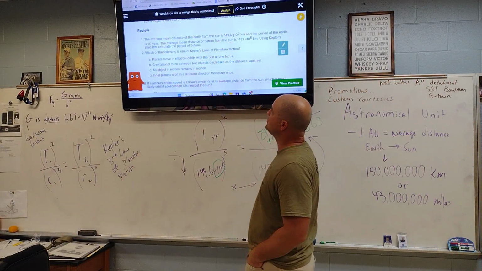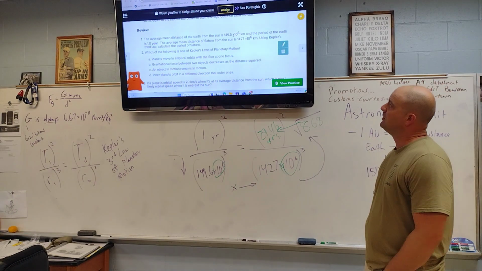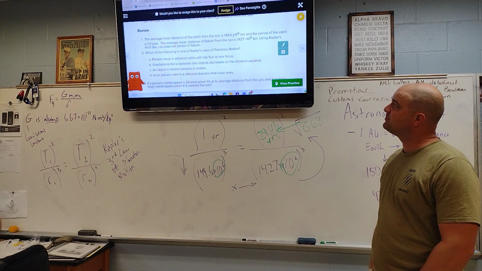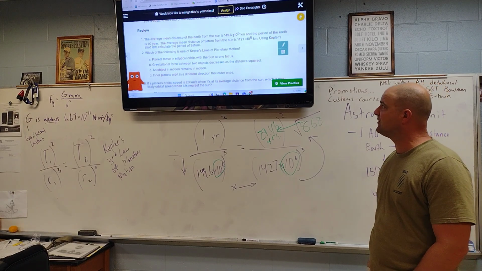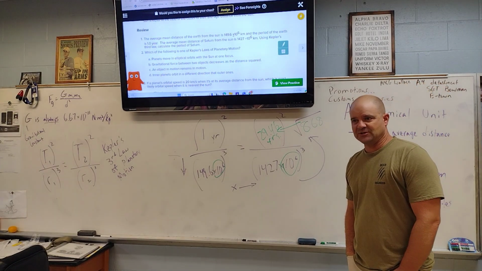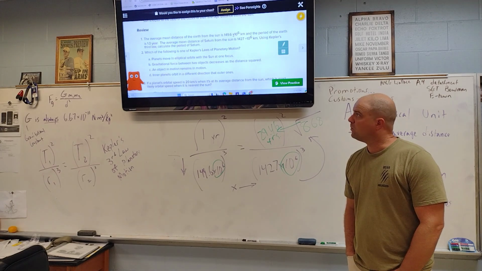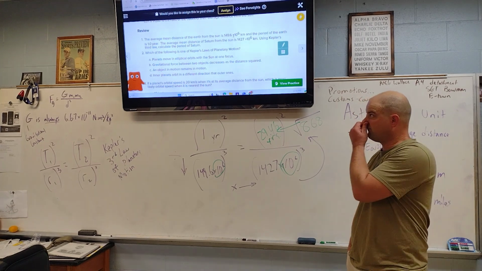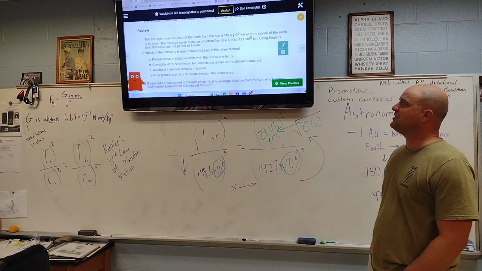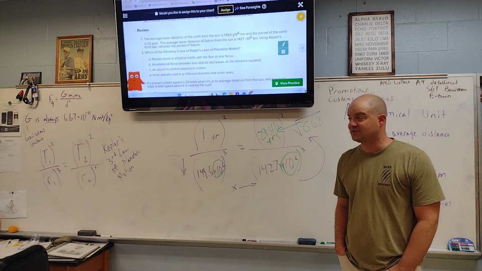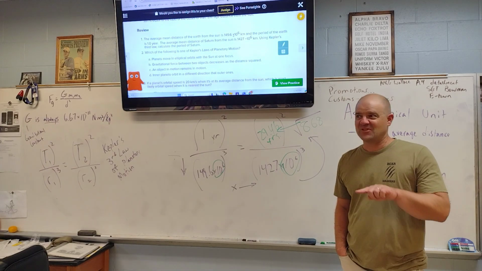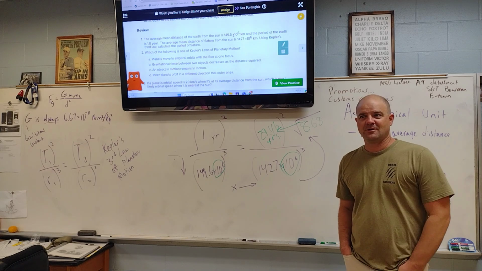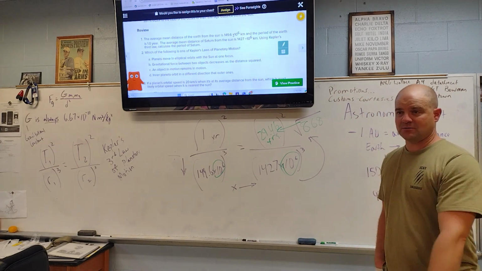Number two, which of the following is one of Kepler's laws of planetary motion? A says planets move in elliptical orbits around the sun, with the sun at one focus. Didn't we just read that? Wasn't A the first of Kepler's laws of planetary motion? B, gravitational force between two objects decreases with the distance squared. What's that from? The last lesson. The universal law of gravity from Newton, right?